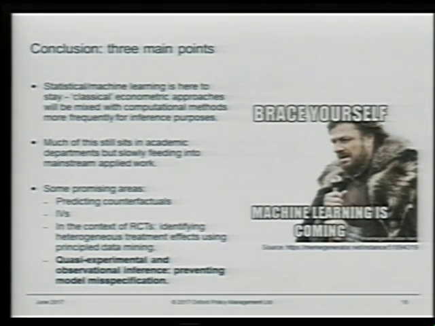And then finally, in quasi-experimental and observational studies, so in studies where we don't have experiments, I think that preventing model misspecification is very important, and that taking machine learning as an aid there is very promising as well. So that's what I want to end with.